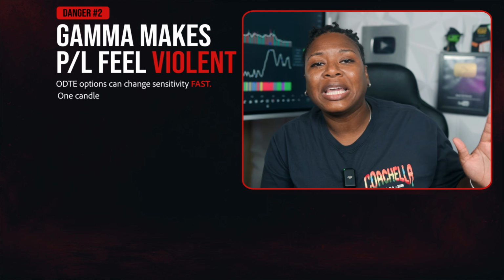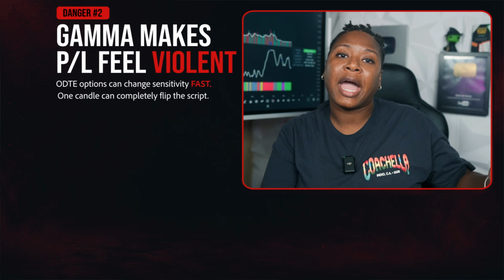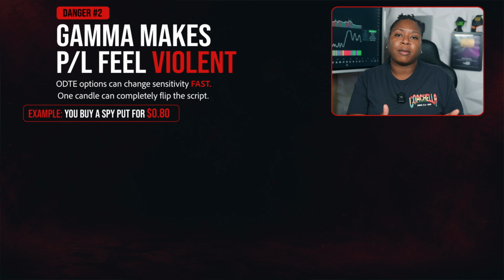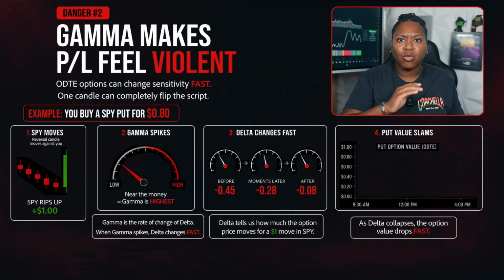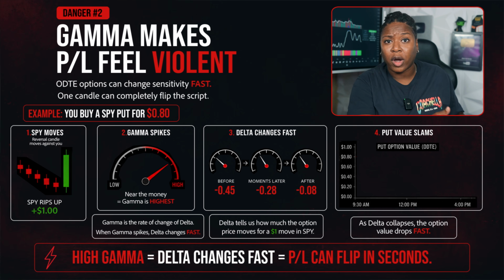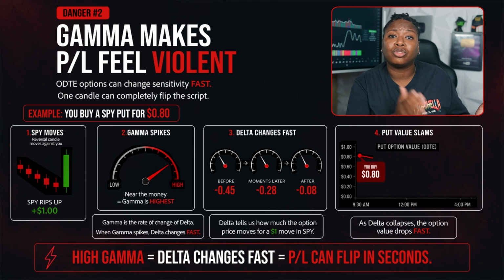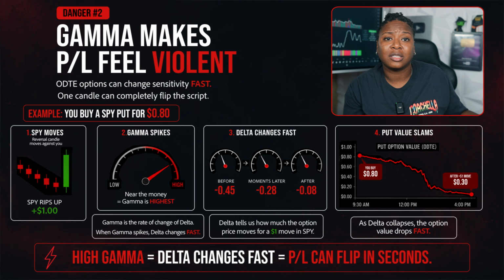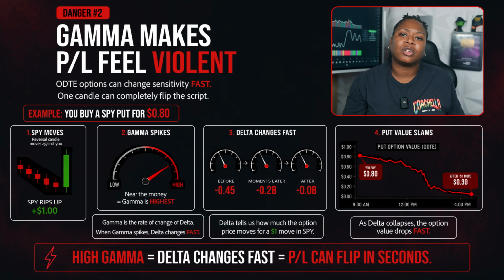So one candle can completely flip how the contract behaves. For example, let's say you buy a put for 80 cents and then SPY rips $1 on one reversal candle. Your put can drop something like 30 cents almost immediately. And that's why zero DTE feels like your profit and loss is on a bungee cord.